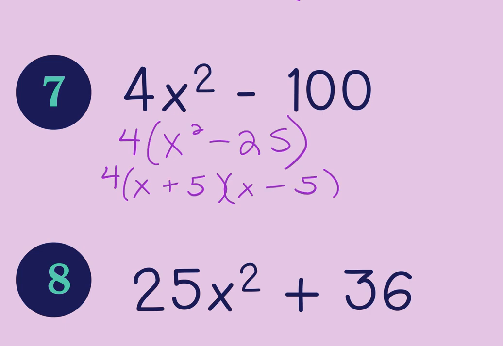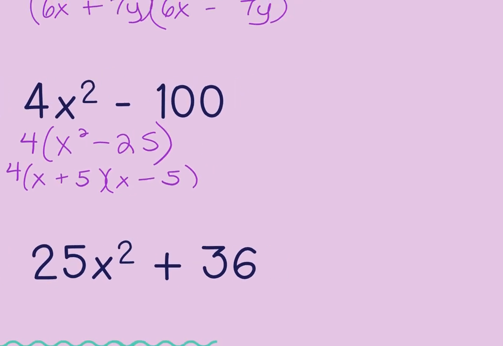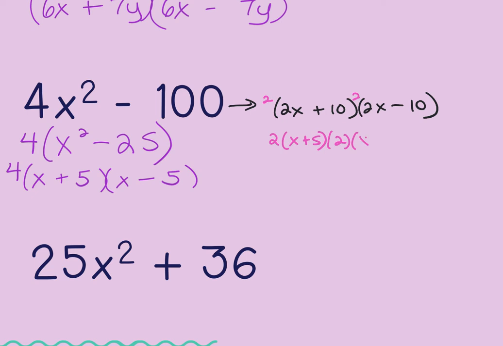So you have to factor it out first. If you didn't catch it, you would have gotten 2x plus 10 and 2x minus 10. And then you can take out a 2 from both of those. It would be 2 times x plus 5 times 2 times x minus 5, which is 4 times x plus 5, x minus 5. So same answer, but a lot more work the second way. So which one would you recommend? Well, either way, you get to the end. But I would look for the greatest common factor first.